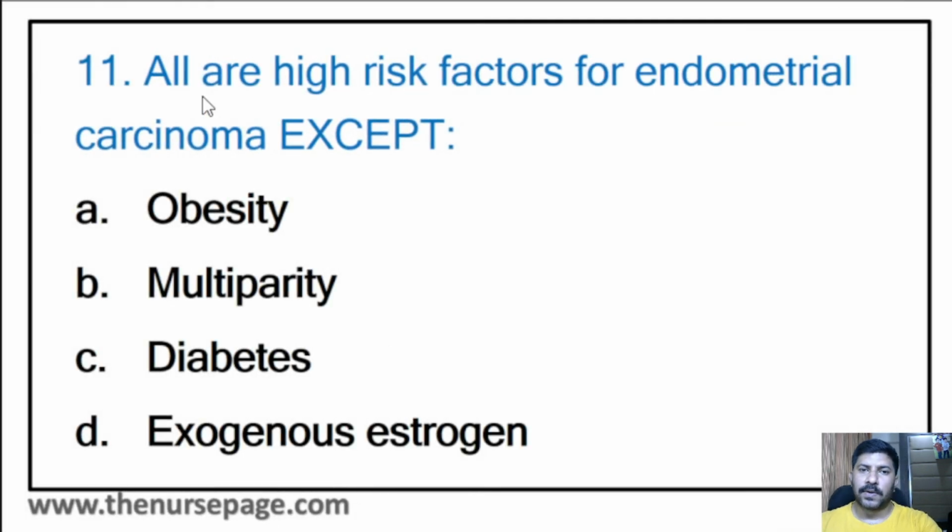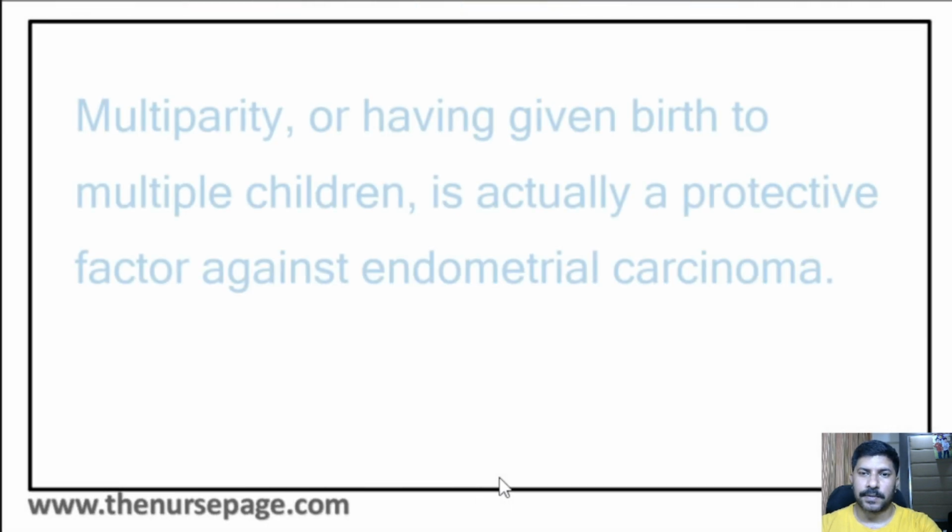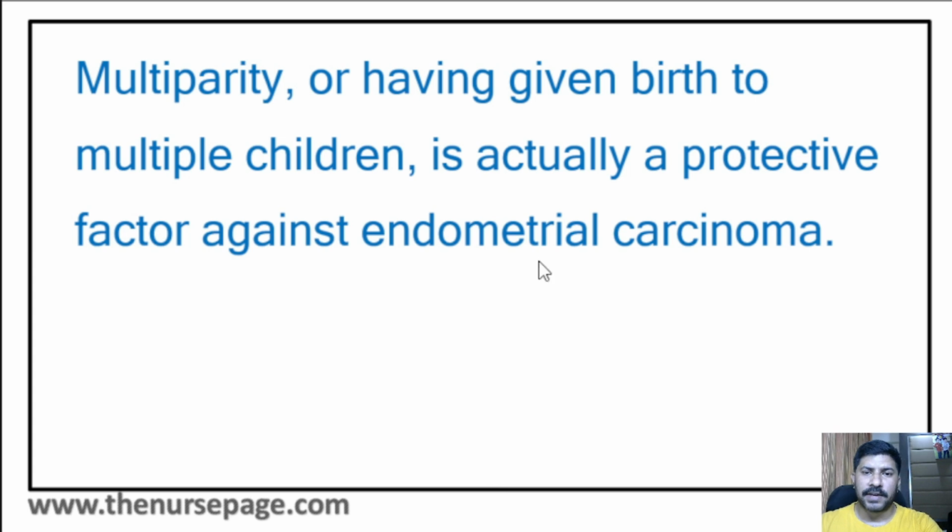Eleventh question. All are high risk factors for endometrial carcinoma except: obesity, multiparity, diabetes, exogenous estrogen. Correct answer here is multiparity. Multiparity, or having given birth to multiple children, is actually a protective factor against endometrial carcinoma. So that is important here. Multiparity will protect against endometrial carcinoma.